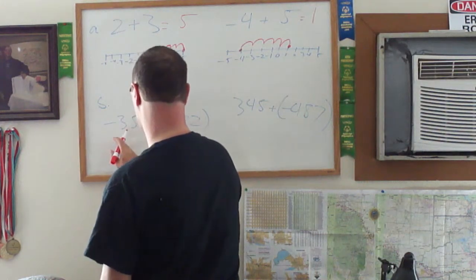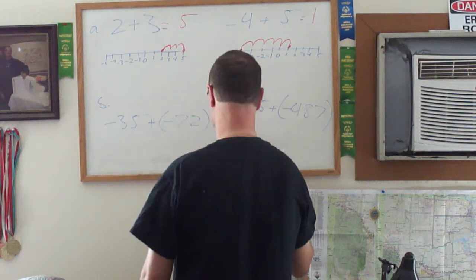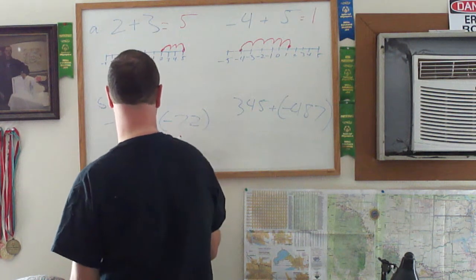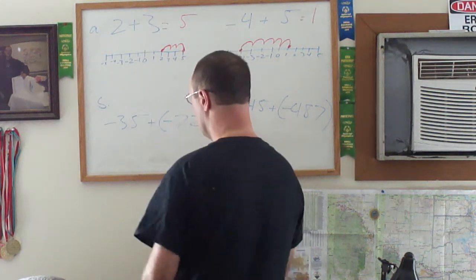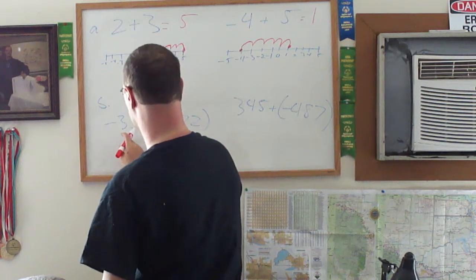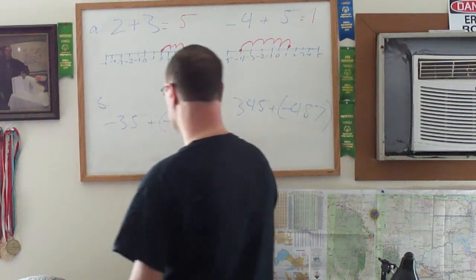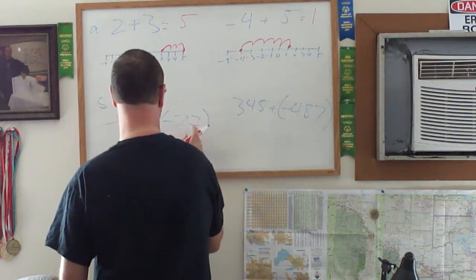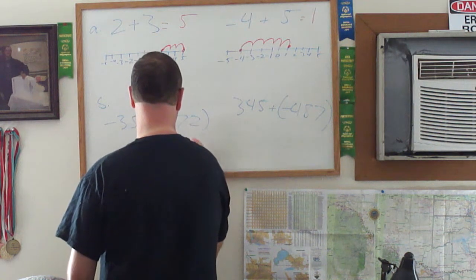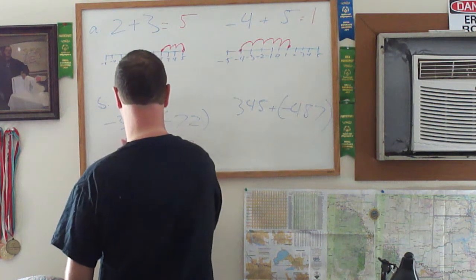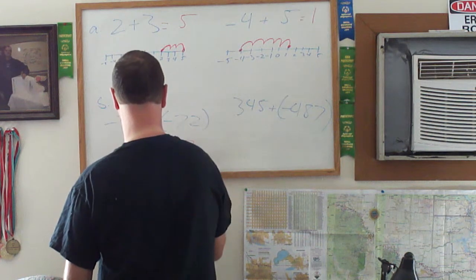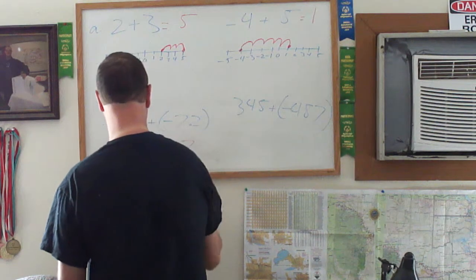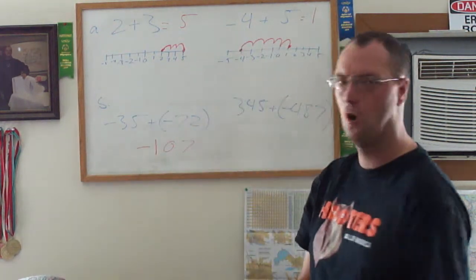Now we're just adding integers. Negative 35 plus negative 72. Both negative, so we act like we're adding. 5 plus 7 is 12. 3 plus 7 is 10. 107. And since we add a negative, it will be negative 107.